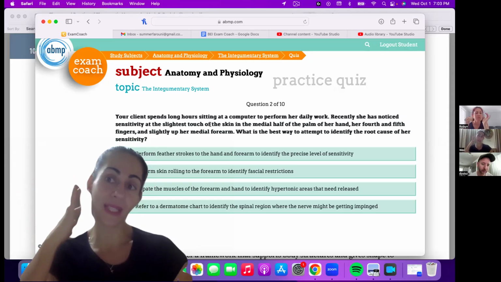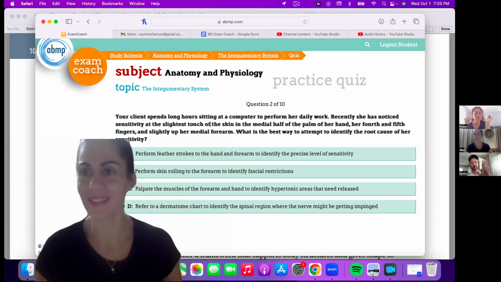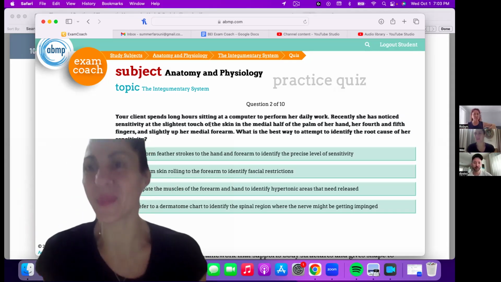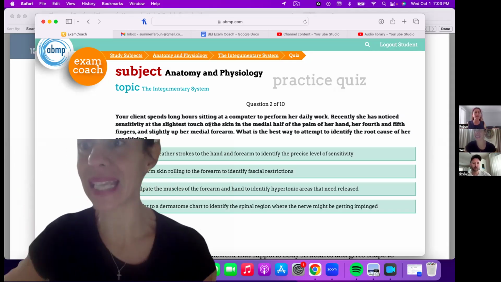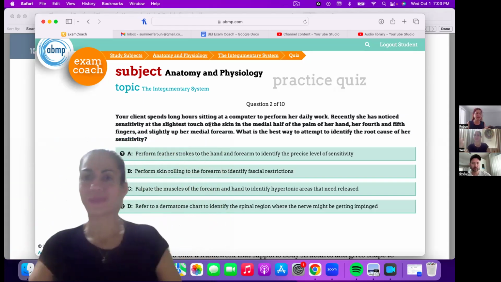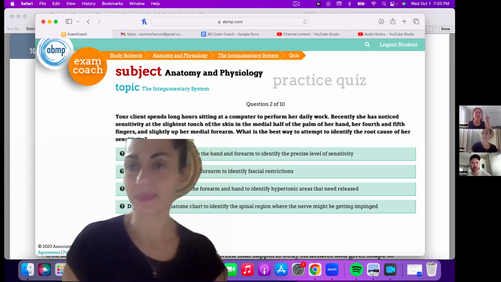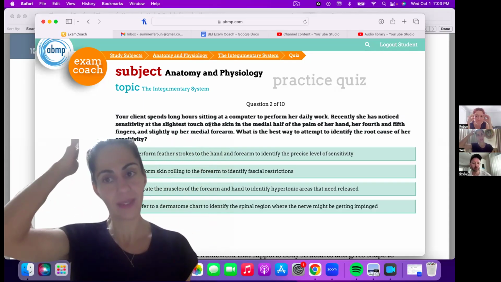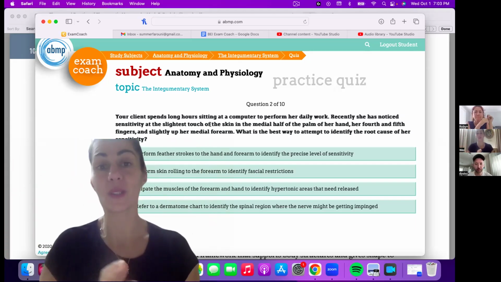Well, remember what is anatomical position? Like this. So which is medial? Anatomical is like that. Oh, so medial's on the pinky side. Correct. Her fourth or fifth finger. The fourth and fifth. This is a very hard question, okay?